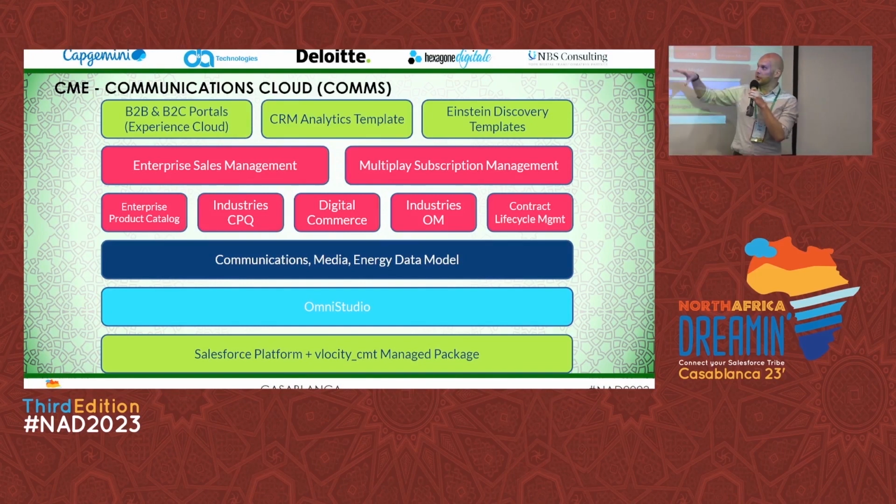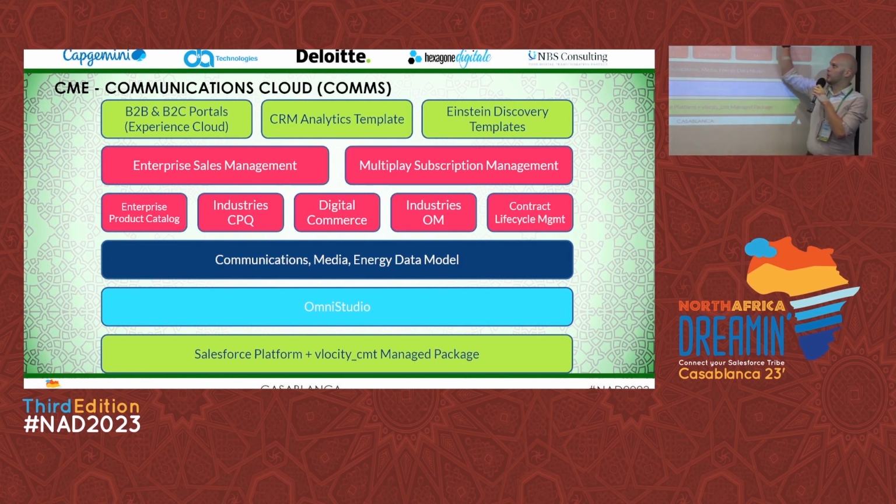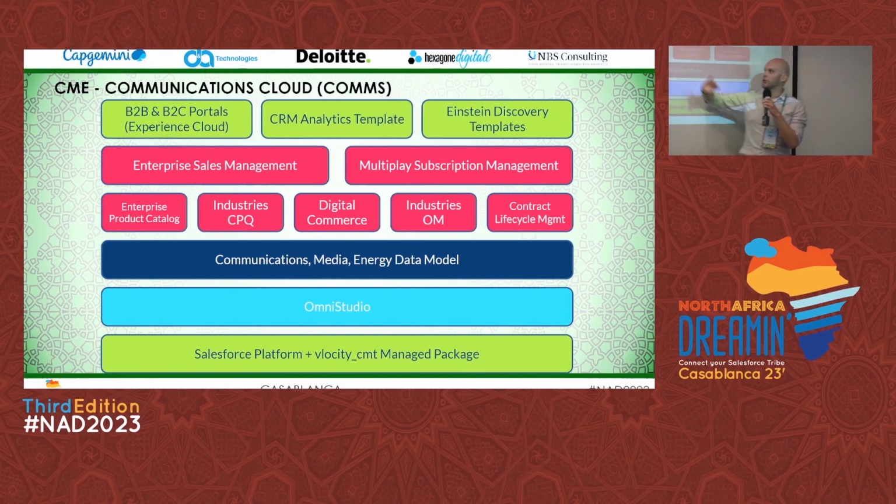And then there's a business application called Enterprise Sales Management for B2B and Multiplay Subscription Management for B2C. So you can think of these as like accelerators. So if you're doing a B2B implementation, you start with Enterprise Sales Management, configure it and customize it based on your needs. And then there are some integrations with different products and add-ons as well.